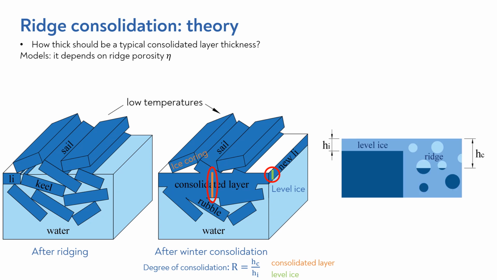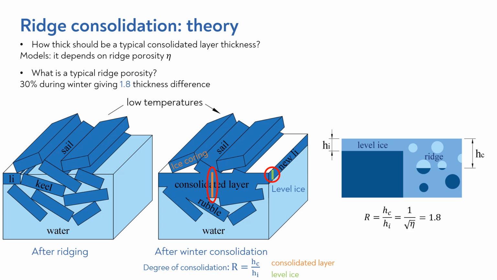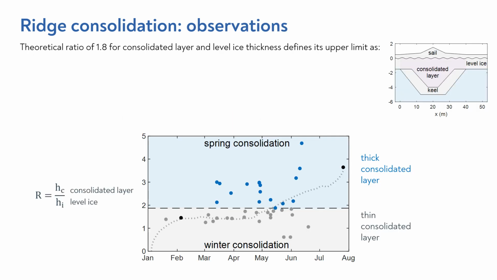So, what is a typical ridge porosity? Most ridges have around 30% of water-filled voids inside them. This gives a solution with consolidated layer being 1.8 times thicker than level ice around it. This theoretical 1.8 ratio of consolidated layer thickness and level ice thickness should define an upper limit of consolidation, because of two following reasons.